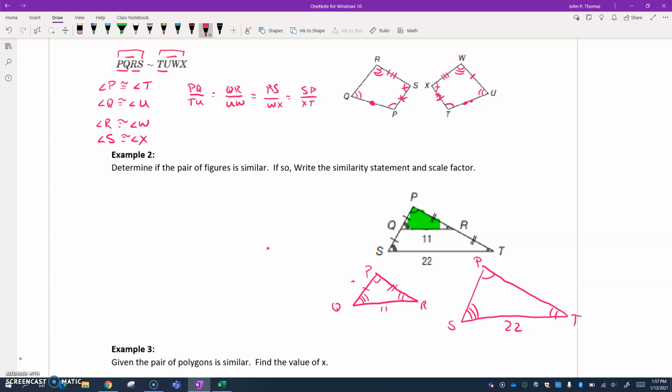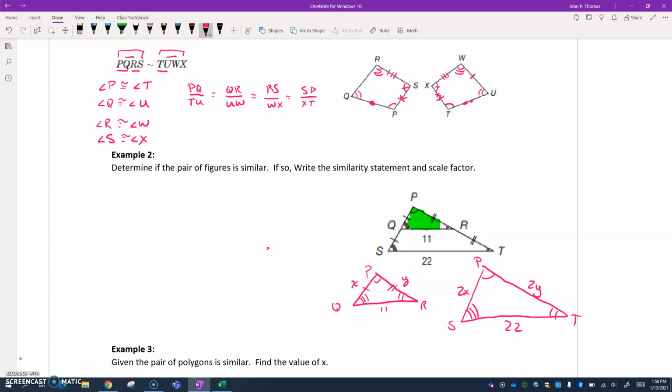So this one has 1 tick mark. I'm going to call that an X. This one has 2, so I'm going to call it a Y. All right, when I look at the big triangle, it had 2 of those sections that were each X long, so it'd be a 2X. And then PT has 2 of the sections we called Y, so we'll call that 2Y.